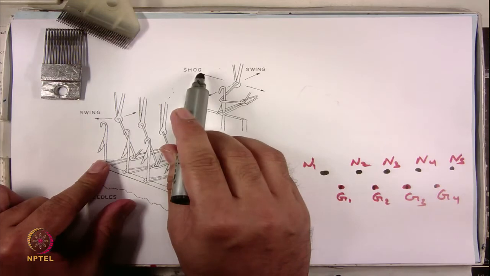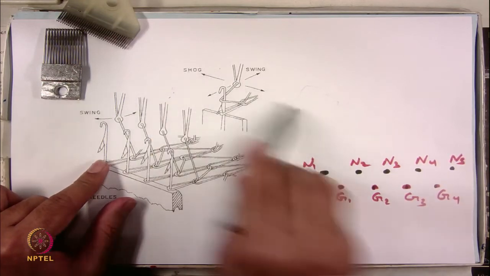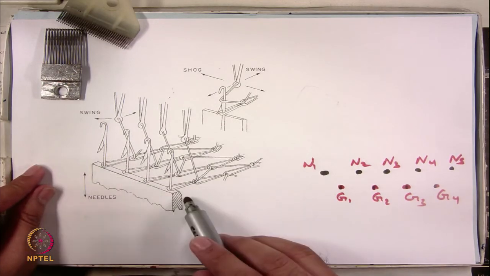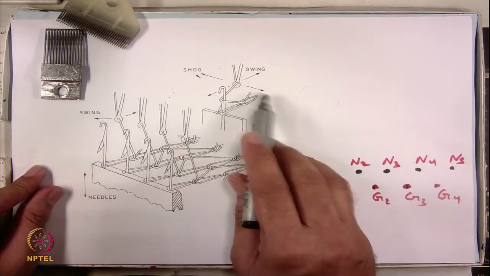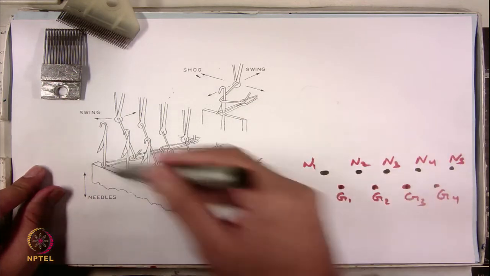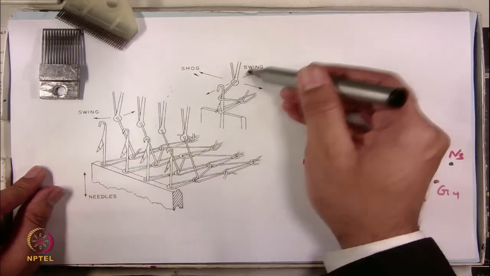So, shogging motion, if you see the arrow, the shogging motion is along the needle bar. This is the needle bar where needles are placed. So, in the direction of needle bar, the movement is called shogging motion, and swinging motion is across the needle bar. This is the needle bar and the swinging motion is across the needle bar. So, you can see it here.